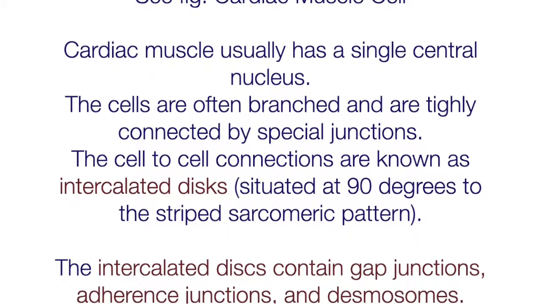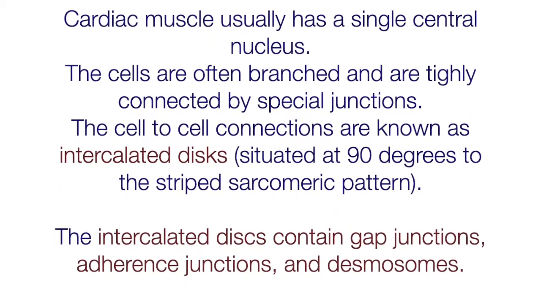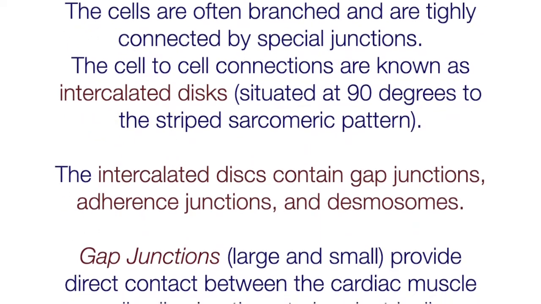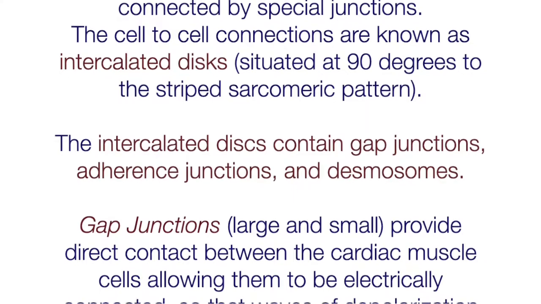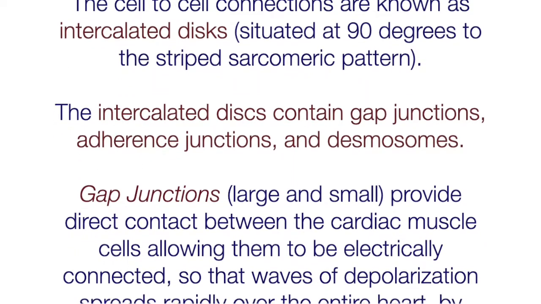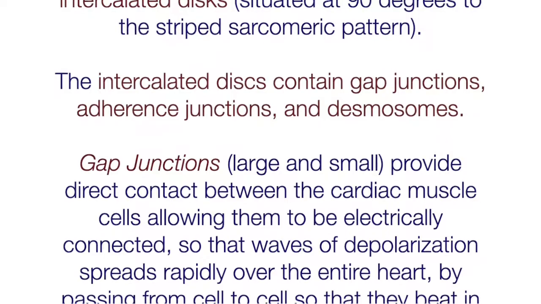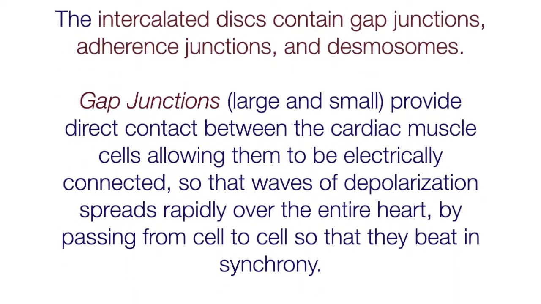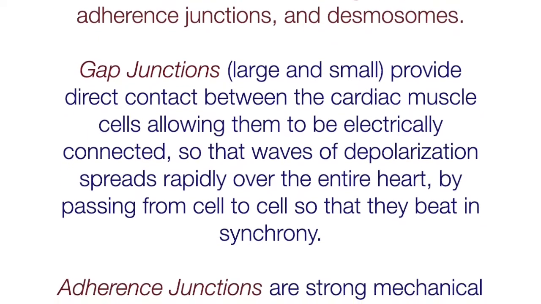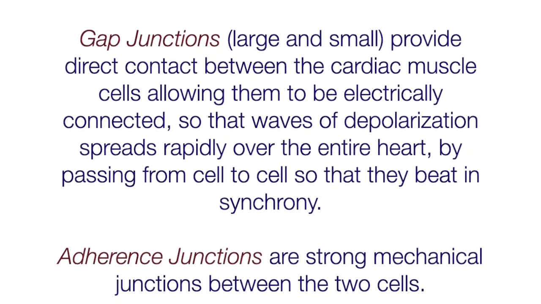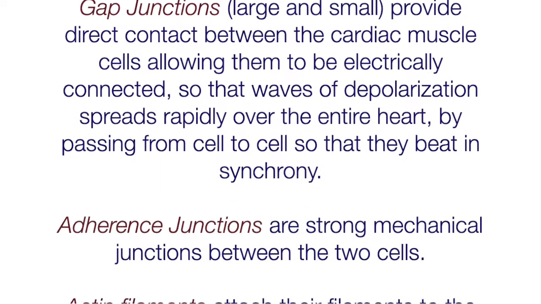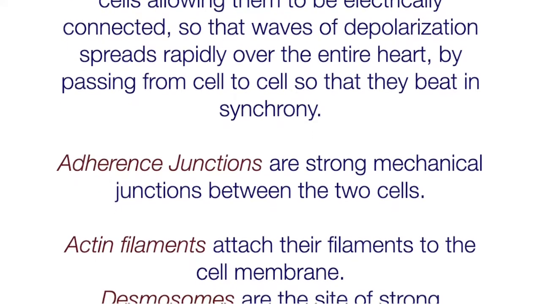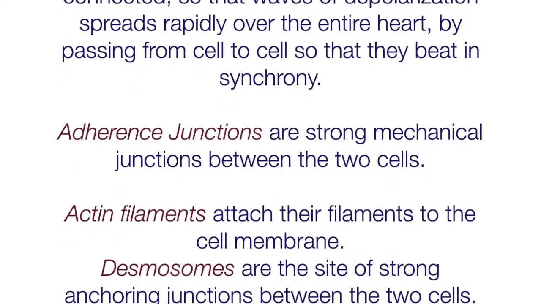The intercalated discs contain gap junctions, adherence junctions, and desmosomes. Gap junctions, large and small, provide direct contact between the cardiac muscle cells, allowing them to be electrically connected so that waves of depolarization spread rapidly over the entire heart by passing from cell to cell so that they beat in synchrony. Adherence junctions are strong mechanical junctions between the two cells.